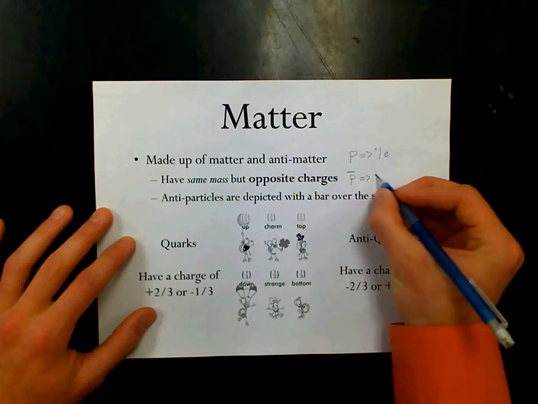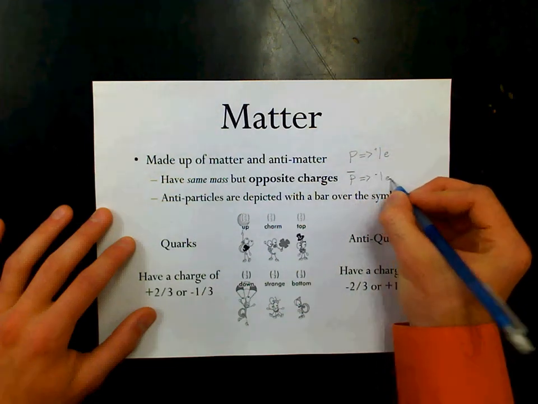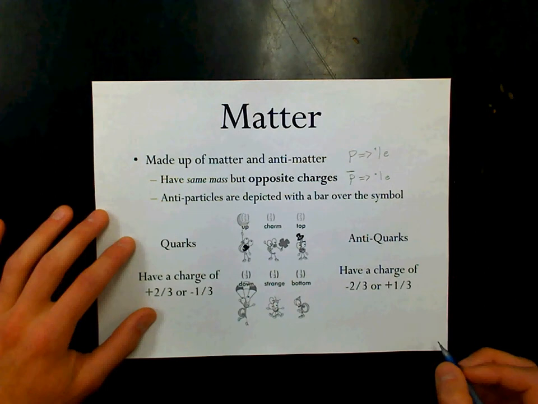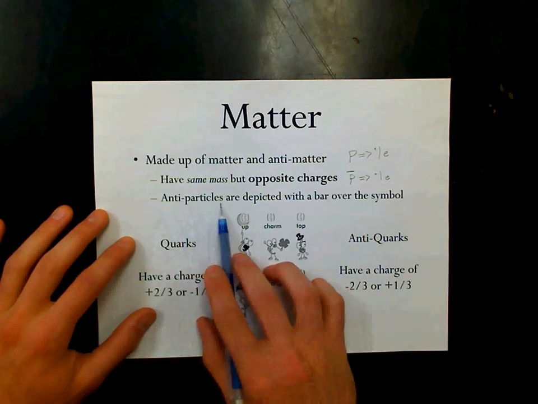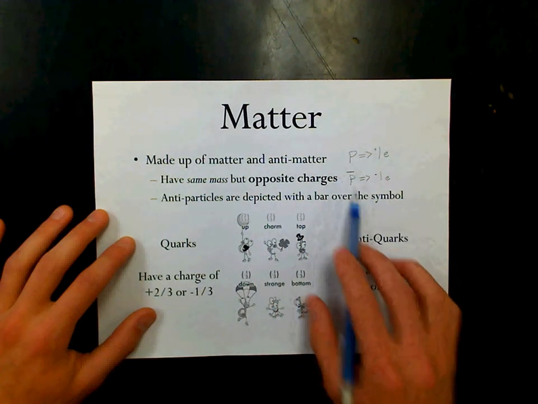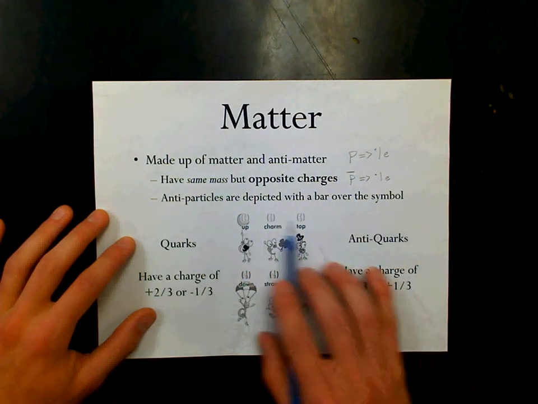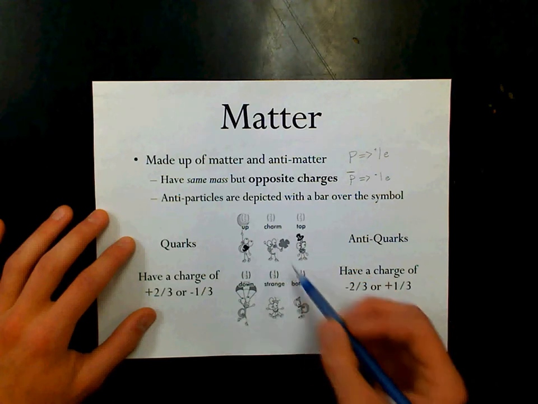of -1 elementary charge. Okay? So antiparticles are depicted with the bar over the symbol. And here's our quarks again. So quarks have 2 options.